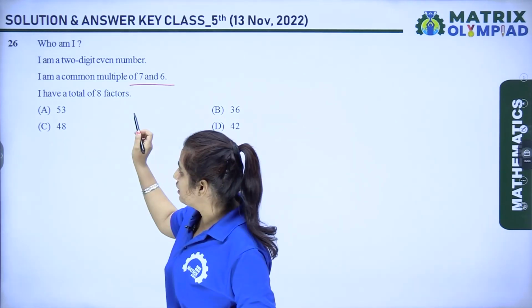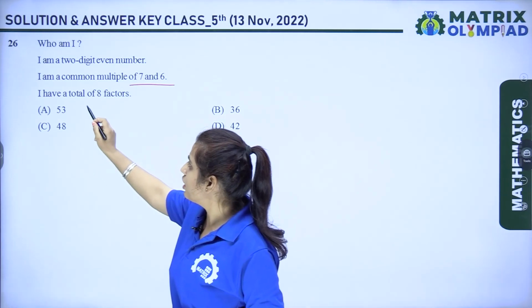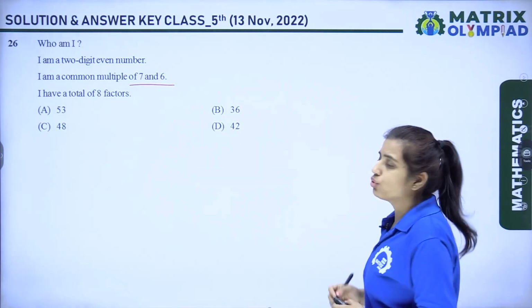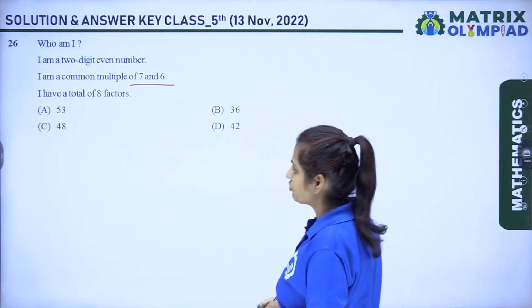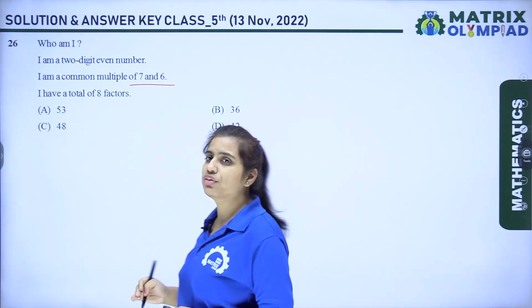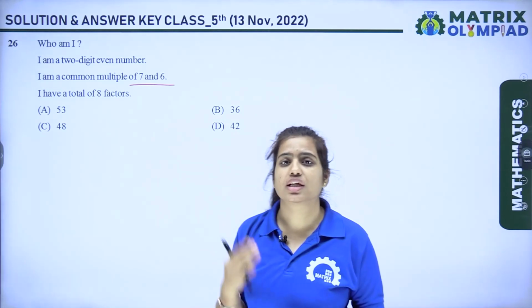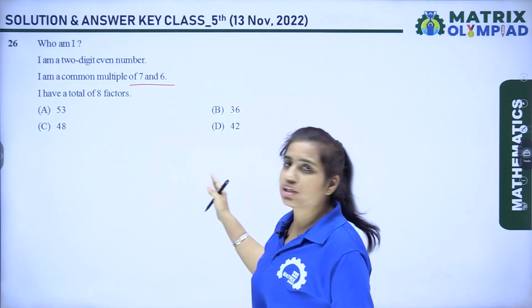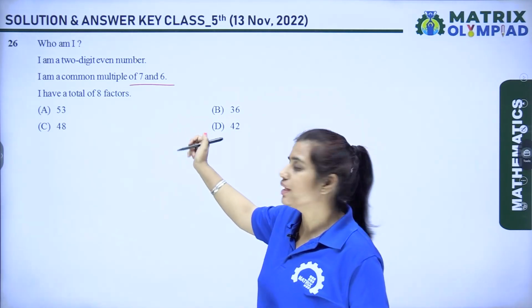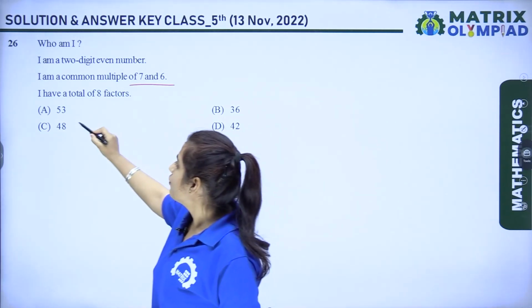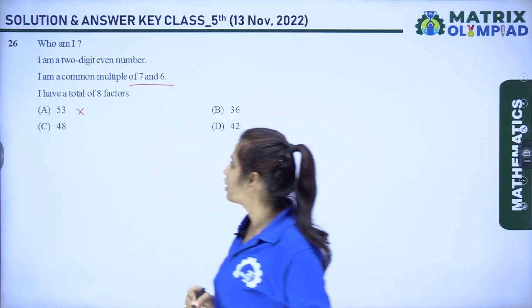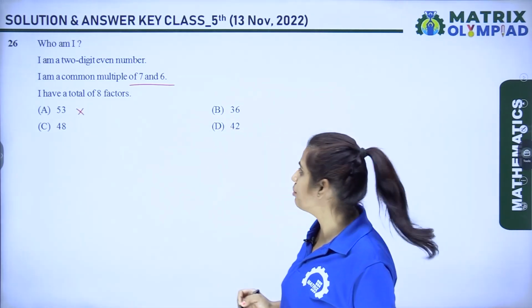So let's check the next hint. I have a total of 8 factors. Now it is having a total of 8 factors also. So to find out a number, we are having 3 hints. Let's check the options. Which option is satisfying this 3 hint? So here 53 is an odd number, so we can directly cancel out option number A.